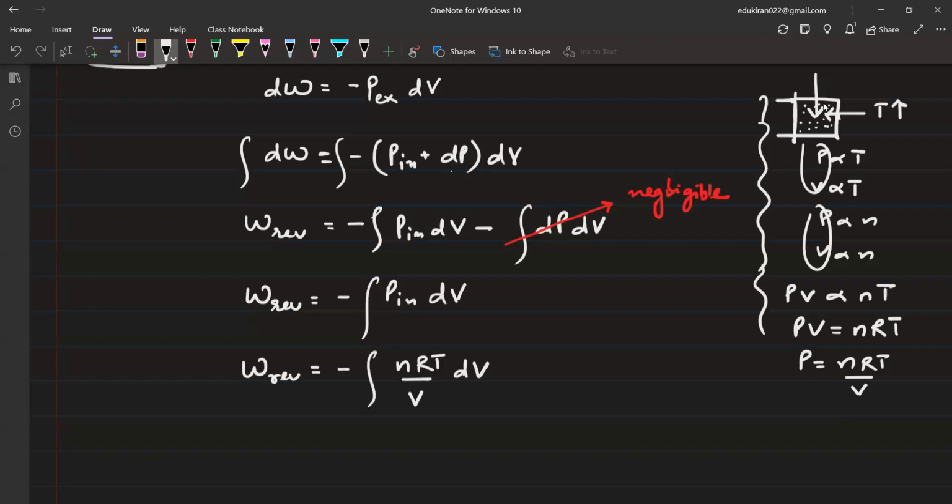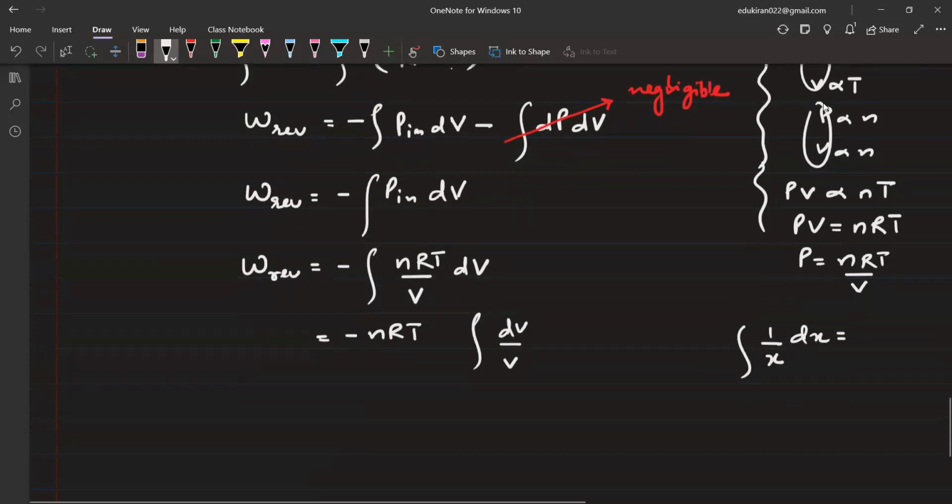Now what I can write here is, please see, nRT will be taken outside. Only nRT is taken outside. And then we have the integration of dV upon V. Does anyone know the integration of 1/x dx or dx upon x? Nobody? Okay, fine. I will tell you, 1 upon v integrates to ln v. Ln x. You can see it in the integration chart if you have it.